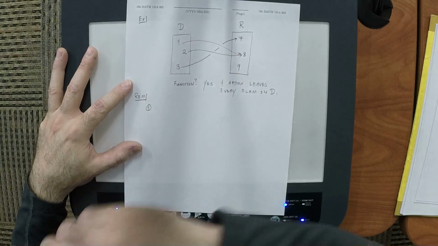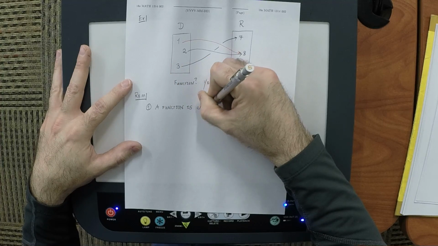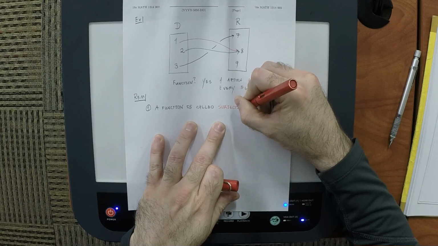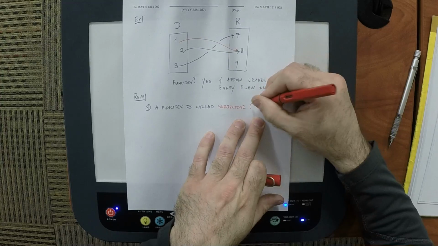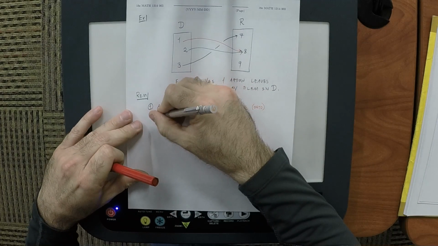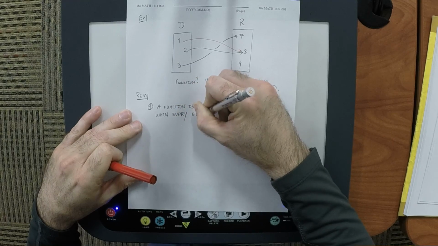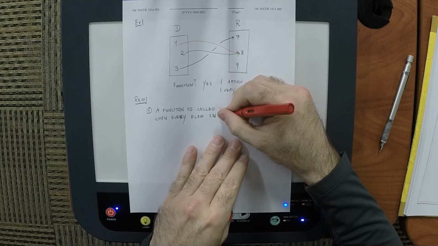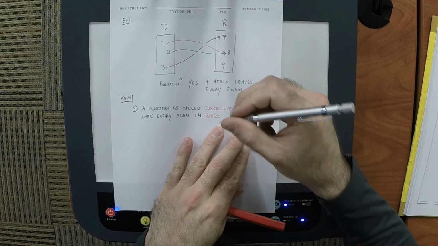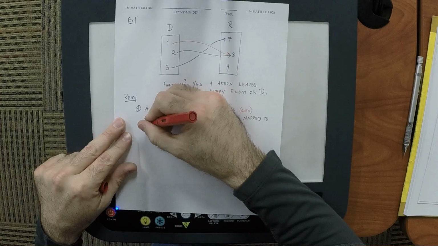Some more definitions. Again, about counting. A function is called surjective, and then in some places you'll see the word onto used instead of the word surjective, when every element in the range is mapped to at least once. So at least once.